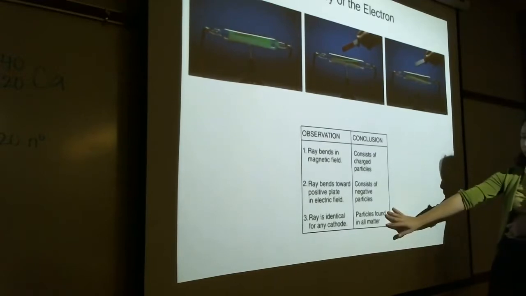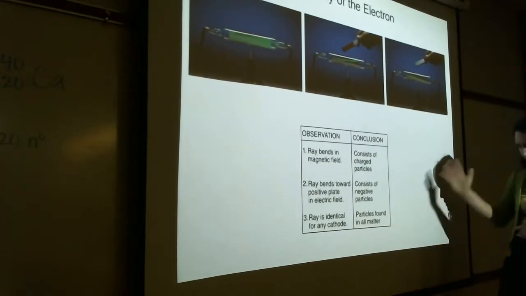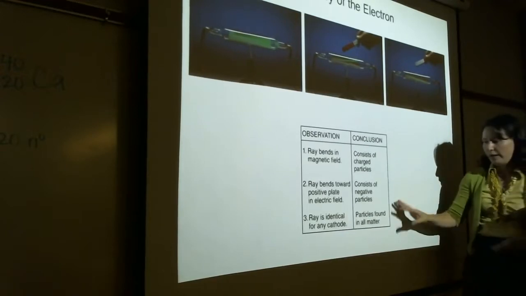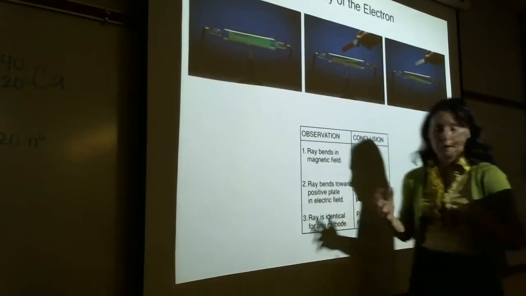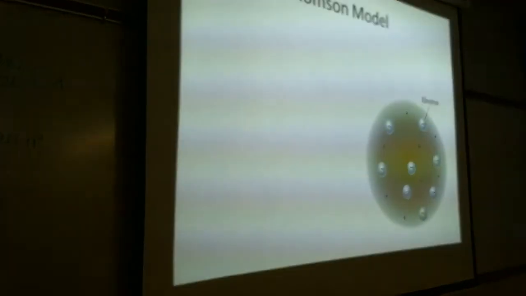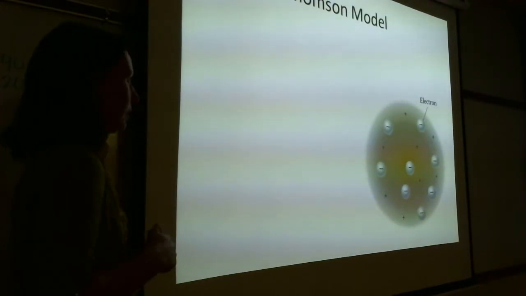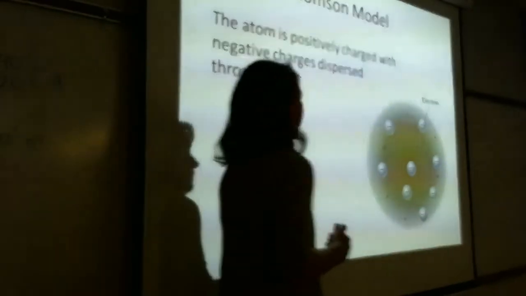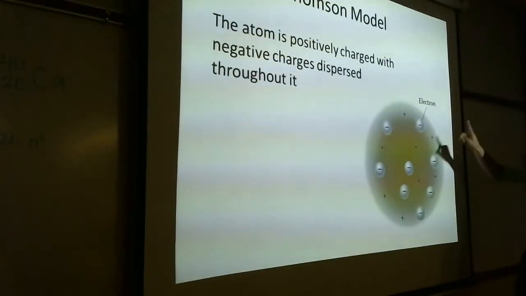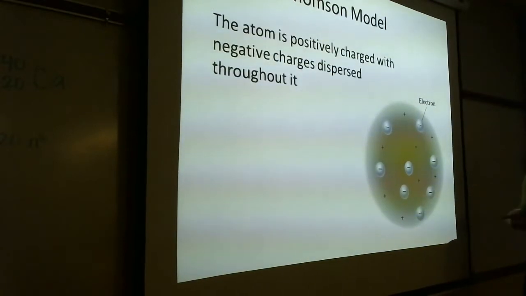And then the other thing is, doesn't matter which cathode you were using, you get the same results. So these particles are universally present, right? It's not just this one sample. It's being discovered in lots of different types of samples. So the Thomson model of the atom, you are responsible for being able to sketch / identify this. Thomson's model states that the atom is positively charged. You can think of it as like a positive sphere with negatives just randomly distributed throughout it, okay?